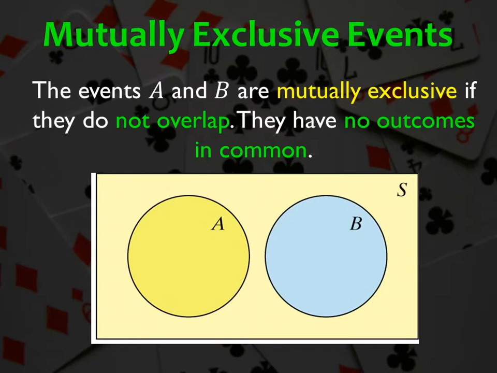So again, think A might be juniors, B might be sophomores. There is no overlap between them, unlike the previous example where I said A was freshmen and B was girls. There's overlap. With juniors and sophomores, there is no overlap. There are no students that are in both sets. They have no outcomes in common.